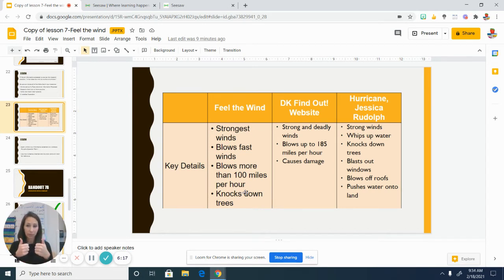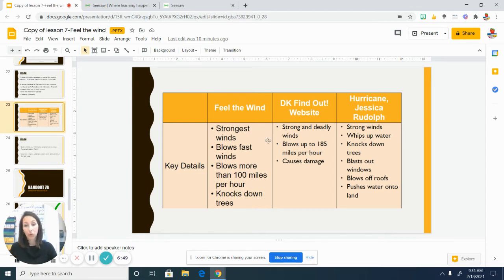Okay, sound good? All right, so on your Seesaw activity, when you're finished watching this video, you can even, like I said, use the pen tool and circle the two facts. So would you want to circle strongest winds and then strong and deadly winds? Would you want to make those the two facts that you circle? No, because they're really saying the same thing, right? That's basically the same thing. So I wouldn't want to pick those two facts.